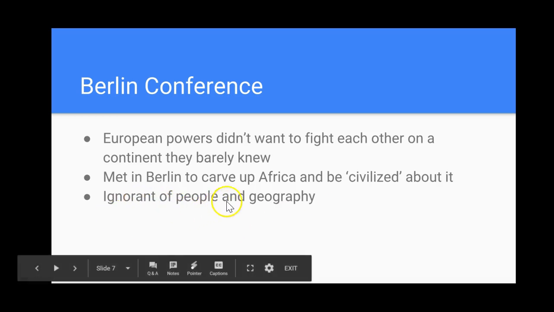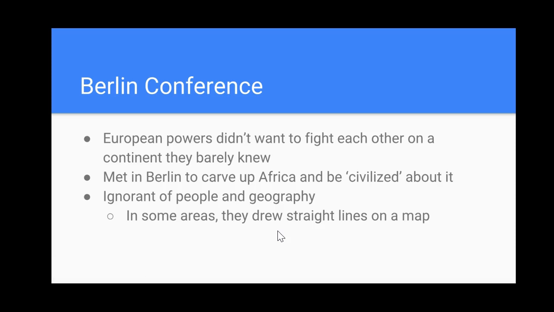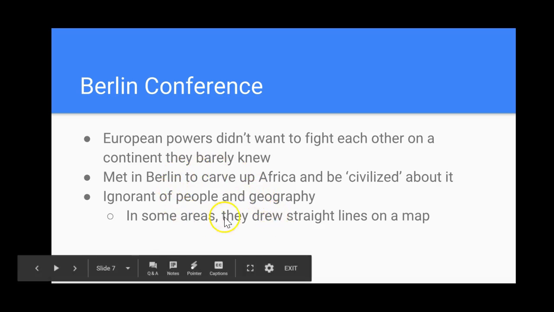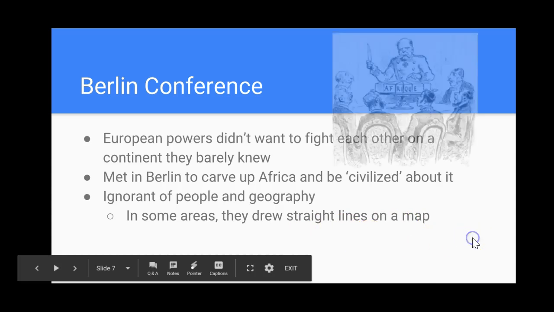But really what happened when they drew all of these lines and carved up who would control what parts of Africa is that they were ignorant of the different cultures and people in Africa and also of the geography of this large continent. So in some areas, they actually drew straight lines on a map. If you've ever looked at a map, you don't see very many straight lines for various reasons. But if you are, say, going to carve up a country, you should be aware of the peoples and the geography. So you're talking mountains, rivers, oceans, different landforms. How about people that speak different languages or historically don't get along with each other? Just drawing straight lines on a map, that's not going to work out very well.